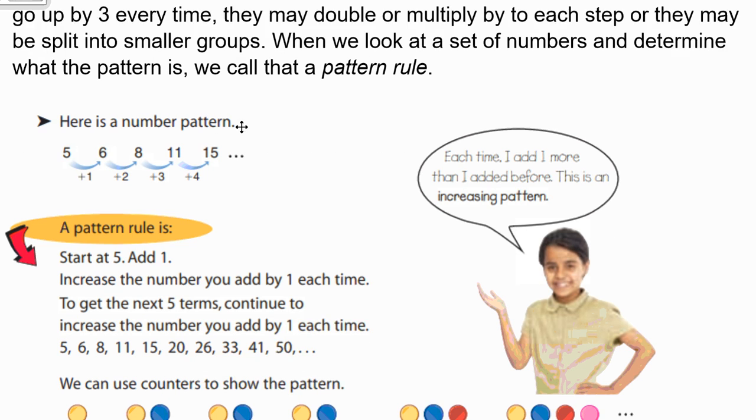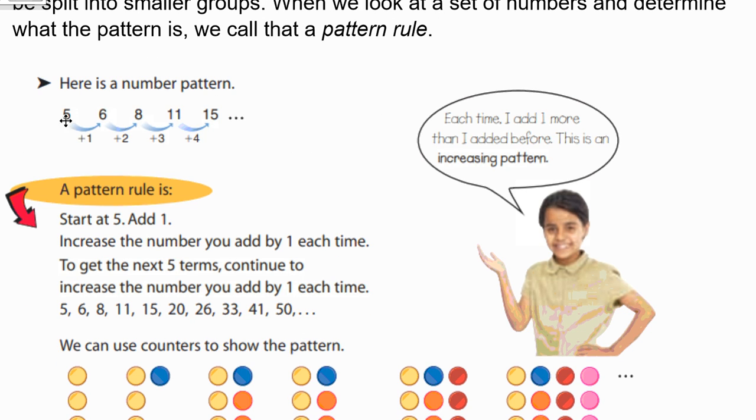So here I have a number pattern. So from 5 to 6, 6 to 8, 8 to 11, and 11 to 15. As I go through, the first time I add 1, then I add 2, then I add 3, then I add 4. So as I keep going, I have created a pattern. And so my pattern rule, I might say, is start at 5 and add 1. And each time I go up, I'm going to increase the number I add by 1.